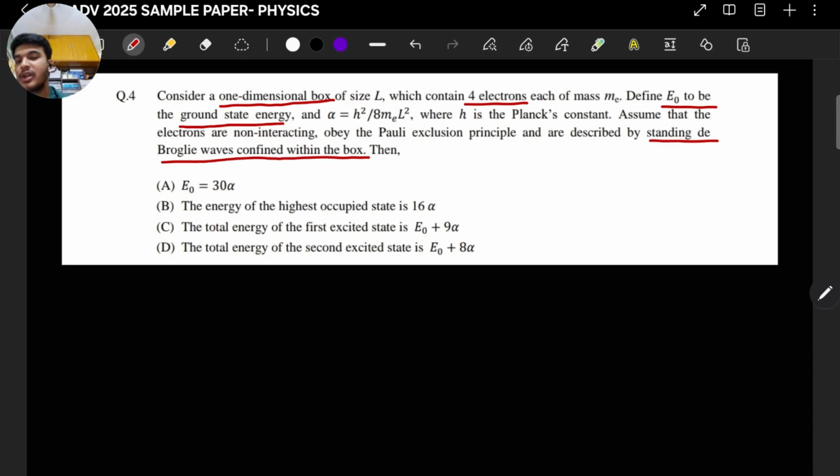Now, this question belongs to quantum physics, and this problem is called the 1D infinite well problem, and it is very popular in chemistry as well, in the applications of quantum physics in chemistry, when you do structure of atom and all those things. But here we don't need to know any quantum physics. We can simply solve this question by the idea of standing de Broglie waves.